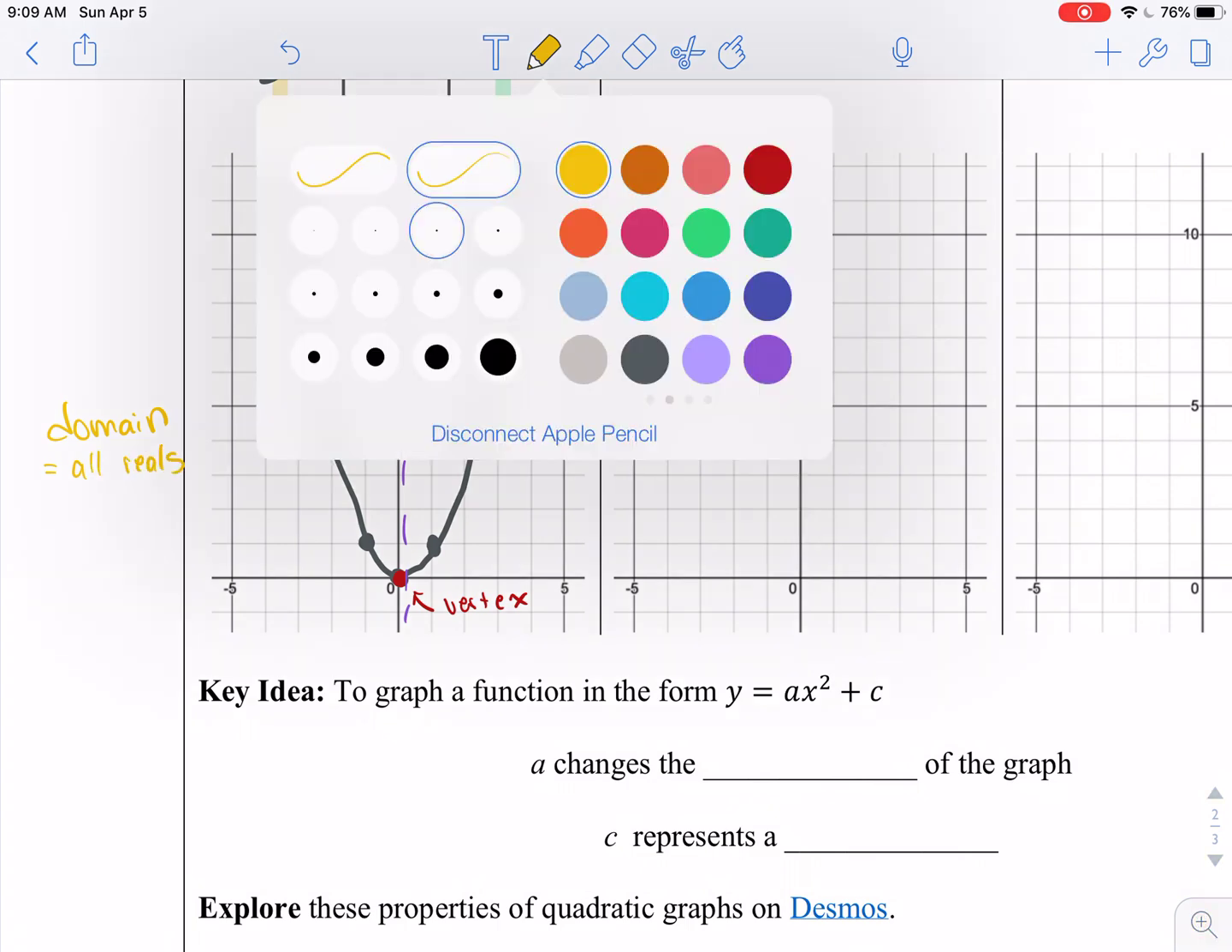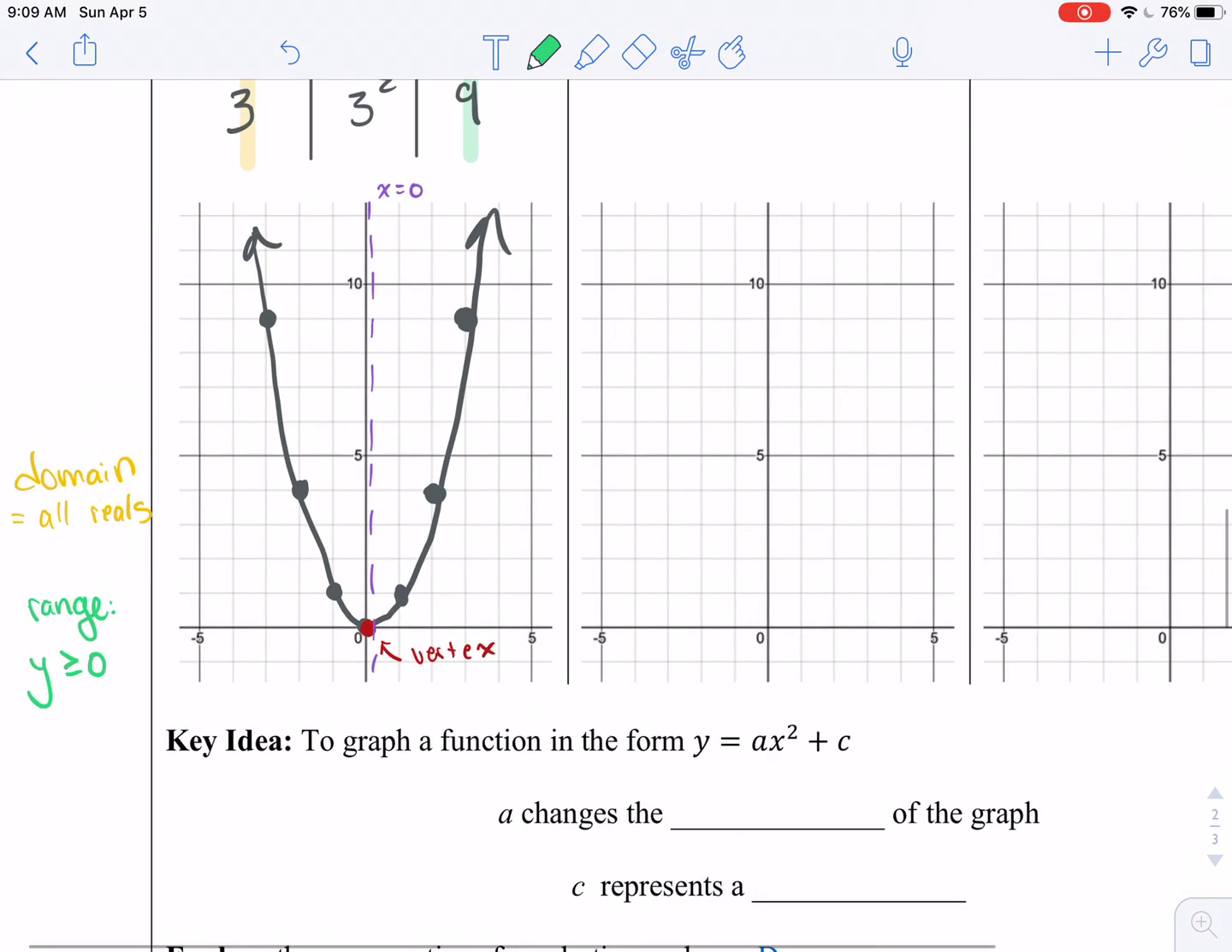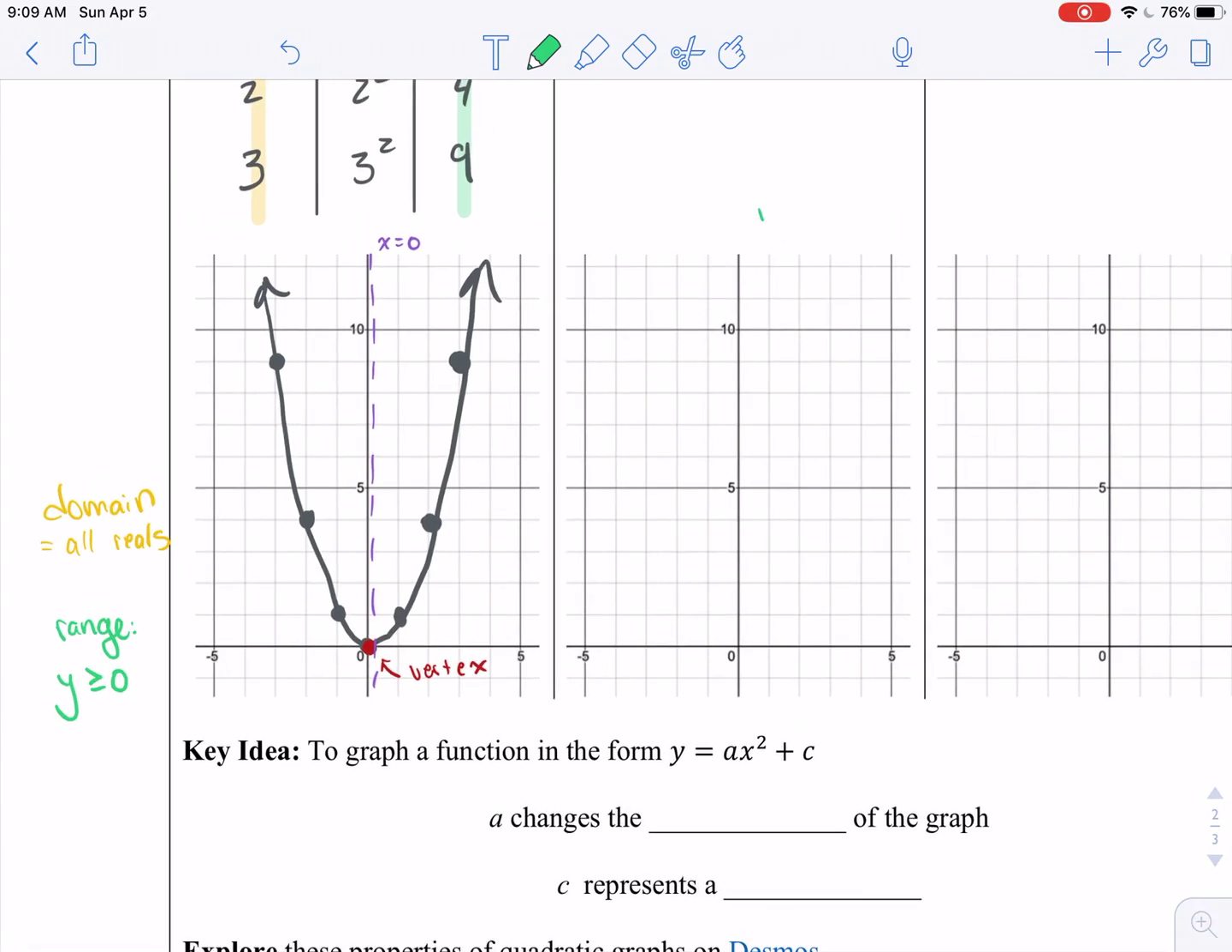And our range is limited. You'll notice that our graph never goes below the x-axis. That means we will never ever get a negative value for y. So our y is greater than or equal to 0. So don't forget, I'm going to write that here. Domain and range.